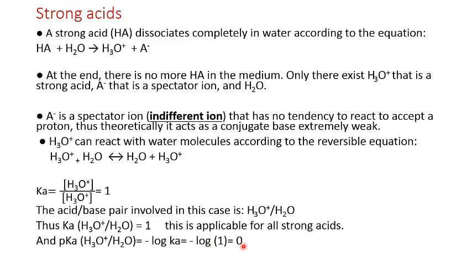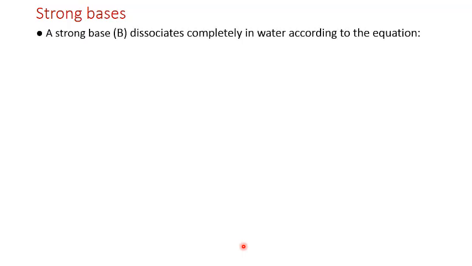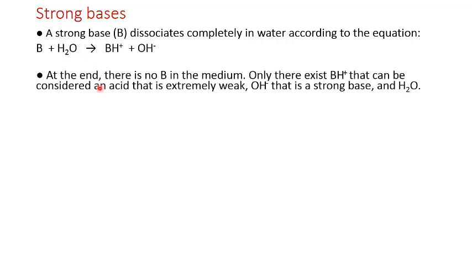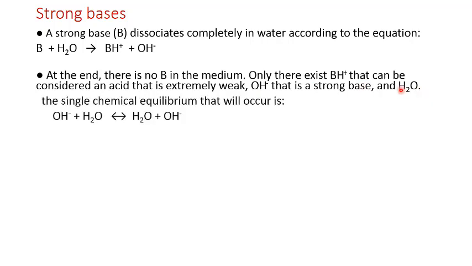For strong bases, in a similar way, let's consider a base that dissociates completely in water according to the equation. Can you see? It accepts H+ from water, so this is a base and this is the corresponding acid. This is the acid and this is the corresponding base, and the reaction is complete. At the end, in the same way, there is no base in the medium because, as we said, it dissociates completely. There exists only BH+, that can be considered as an acid that is extremely weak. We have also OH-, that is a strong base, and H2O. Again, the single chemical equilibrium that will occur is between OH- and H2O in a reversible way.